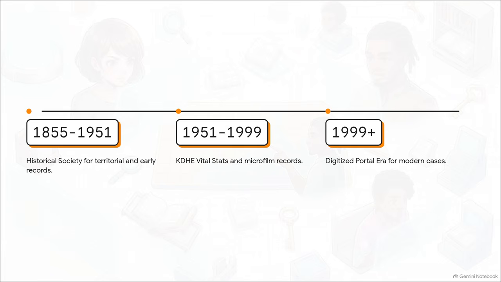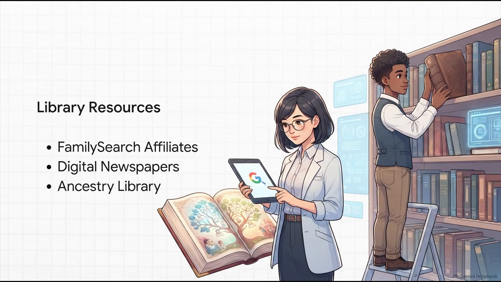Knowing the date up front saves you from wasting time looking in a digital database for a document that actually only exists on some dusty roll of microfilm somewhere. For those deep historical searches, you have some amazing free resources sitting right at your local library. If your library is a FamilySearch affiliate, like, say, the Johnson County Library, you can literally just use their Wi-Fi to unlock hundreds of millions of digitized court records that are totally restricted from home viewing.